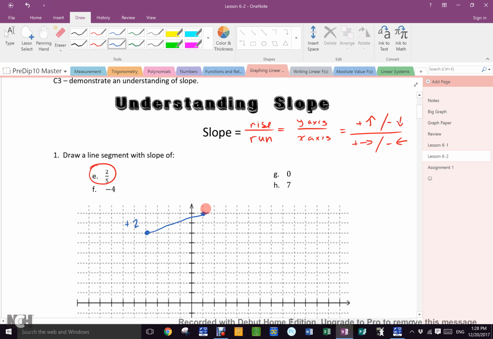Somewhere on your page should be a line that, if you make it a full triangle, you have gone up 2 and that way 5. Or you have gone down 2 and left 1, 2, 3, 4, 5. Or you have made this line. Did everybody get it done? Excellent. You are halfway to understanding slope.